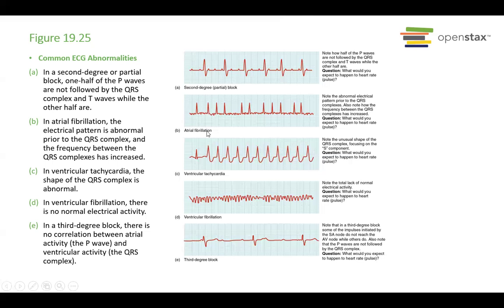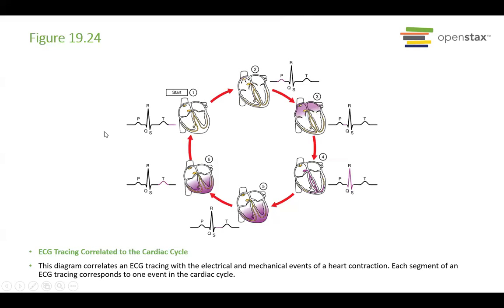Now let's look at atrial fibrillation. In atrial fibrillation, the electrical pattern is abnormal prior to the QRS complex, and the frequency between the QRS complexes has increased. You have a lot of QRS complexes, but no clear P wave. You see there is increased frequency, so many P waves between the QRS complexes. That does not look like PQRST.